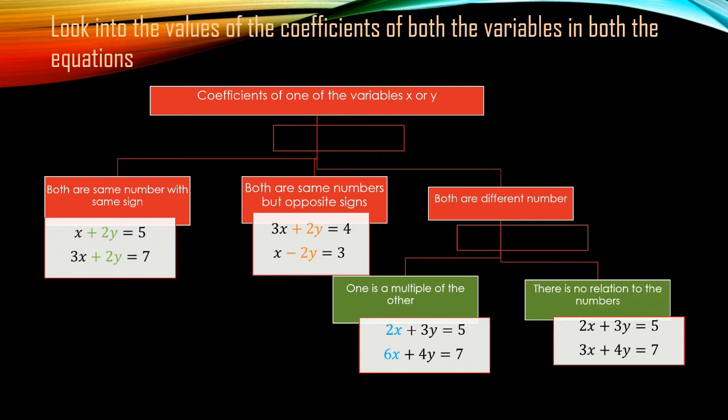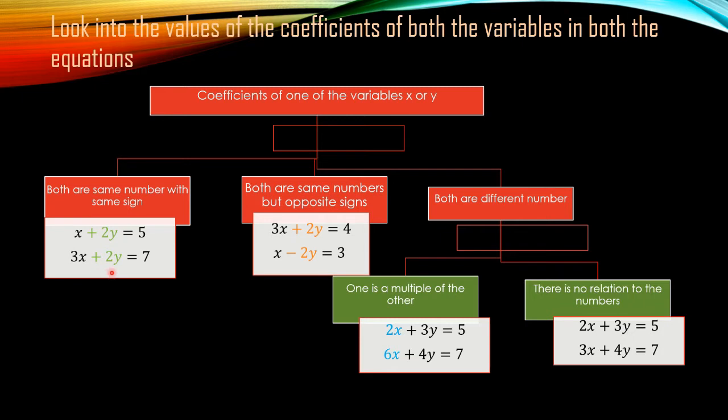How do we choose the correct variable, x or y? For choosing the correct variable, you should look into the coefficients of either x or y. Coefficients means the numbers that are attached to the terms x or y. So there are four types of equations that you will be having under this category, and in that you have three main categories. The first category is that both the coefficients of either x or y are the same numbers with the same sign.